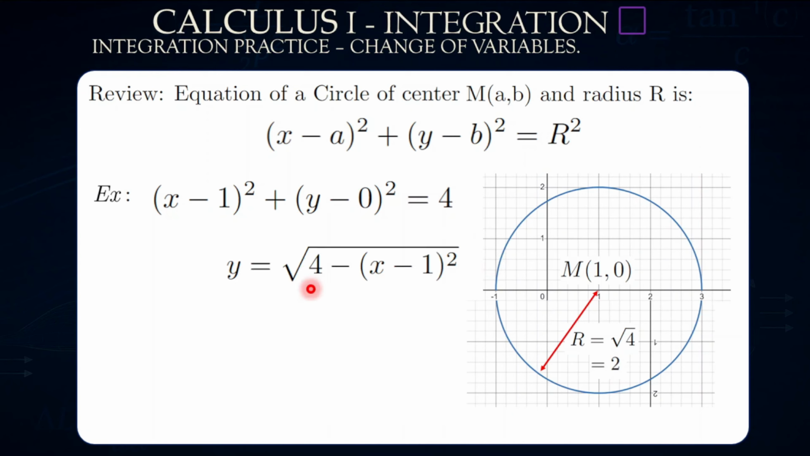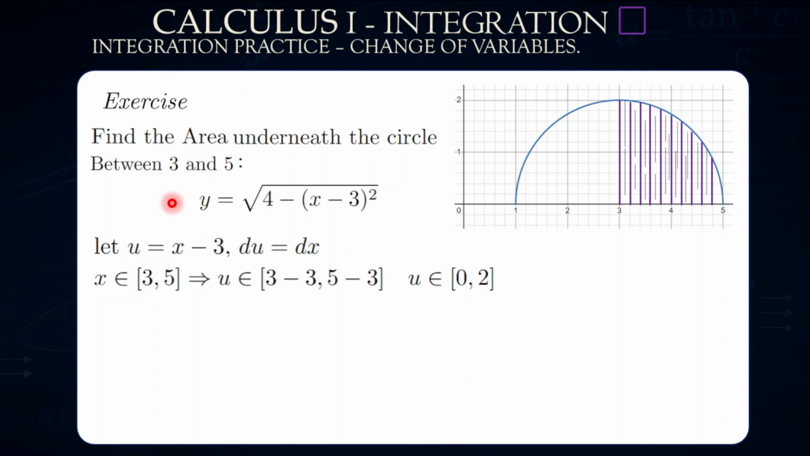The equation becomes, of course, we need to find it in respect of y. So y equals square root of 4 minus (x minus 1) squared, or in other words, f(x) equal square root of 4 minus (x minus 1) squared. This is what you work on when working the integral or other calculation according to y in respect of x.